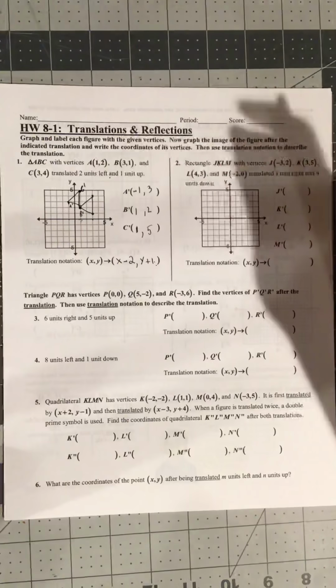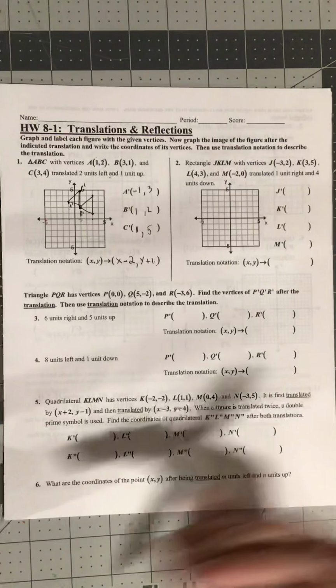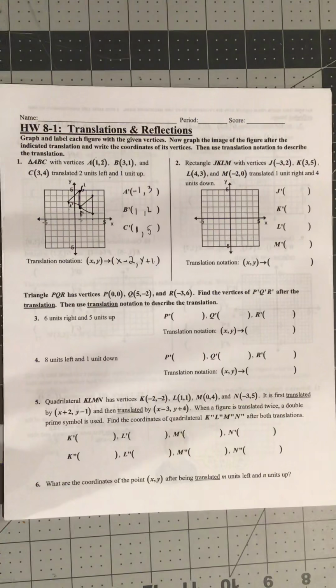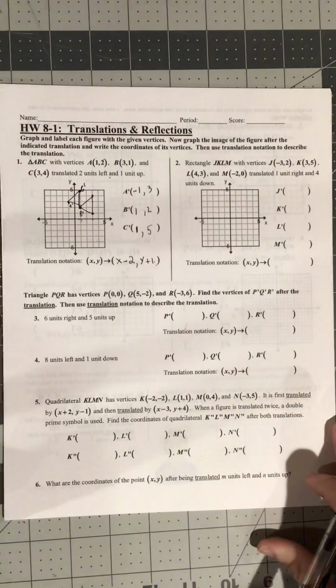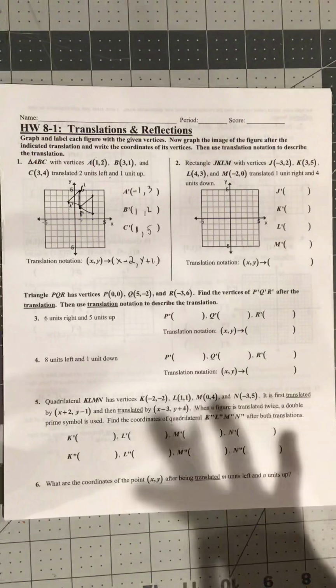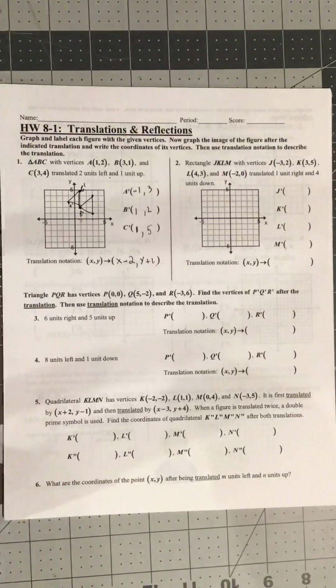So all we did was shift it, just slid it over. That's basically what translation notation is. We're just sliding things over. So let's try it.